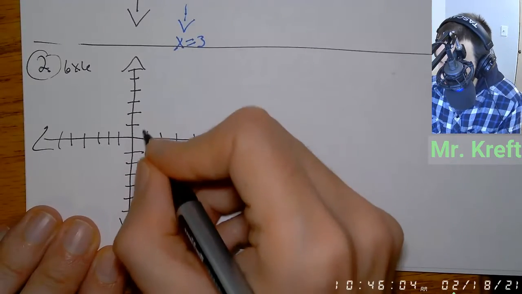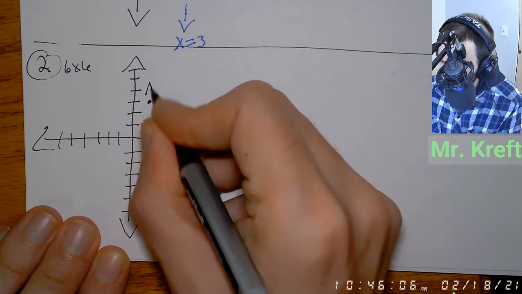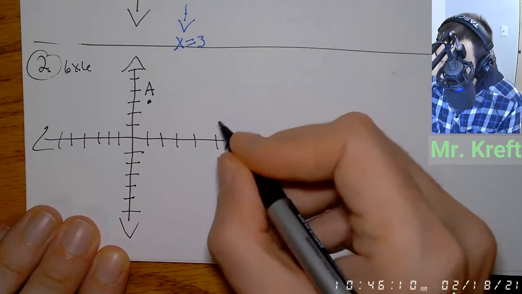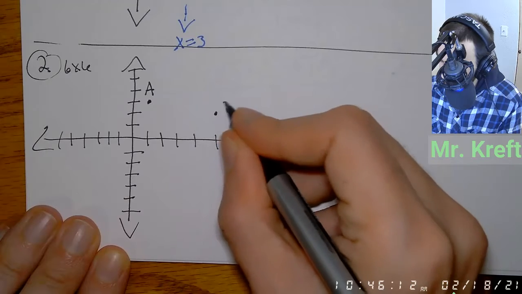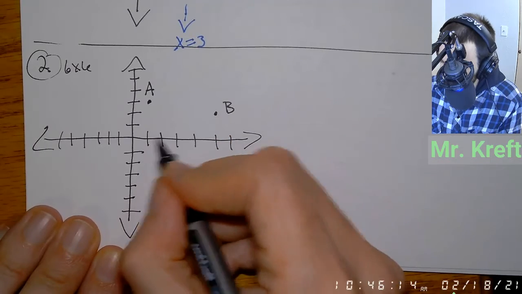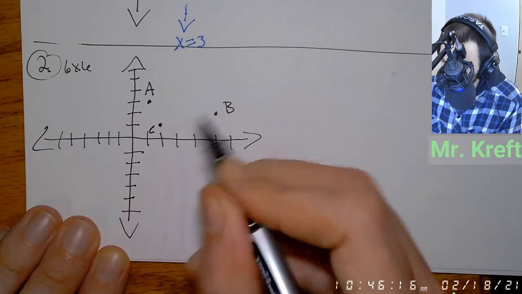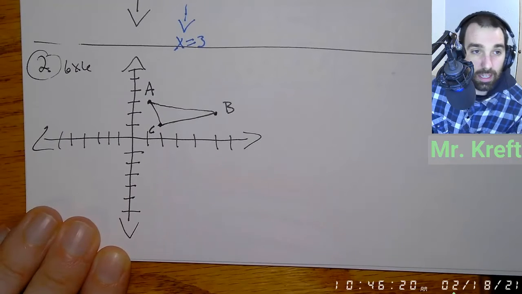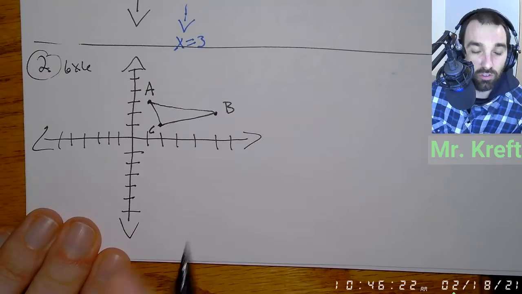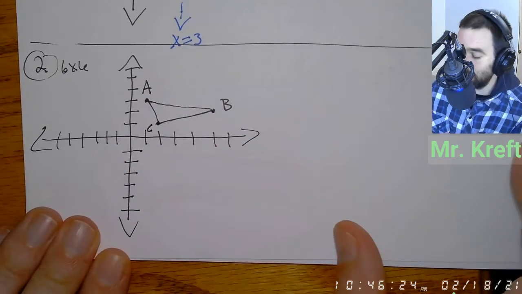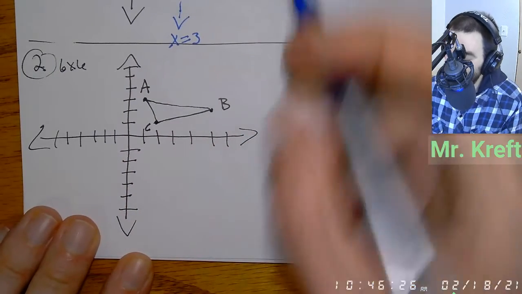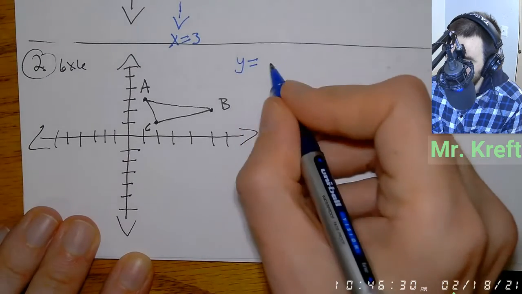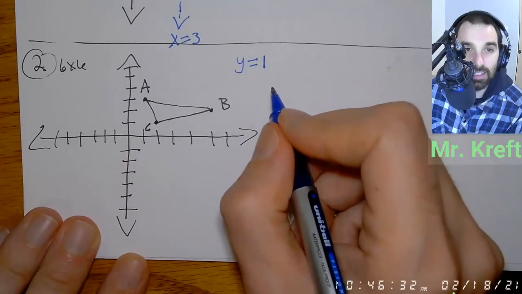So looking at this, A is 1, 3. B is 5, 2. And C is 2, 1. So again, I'm just doing my best, right? So I'm using the same points as we had before. Now this time, my mirror is going to be y equals 1.